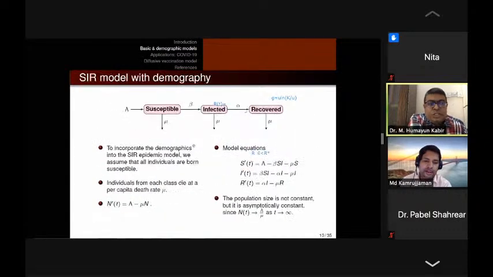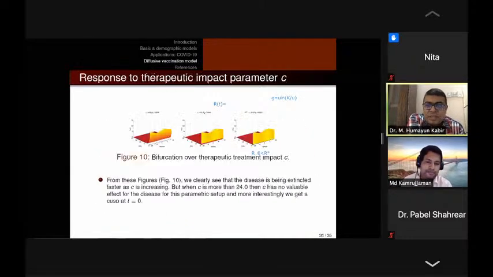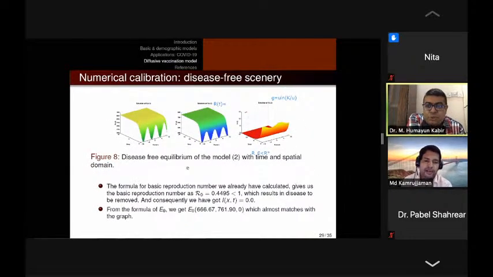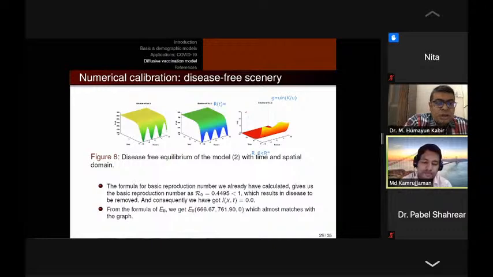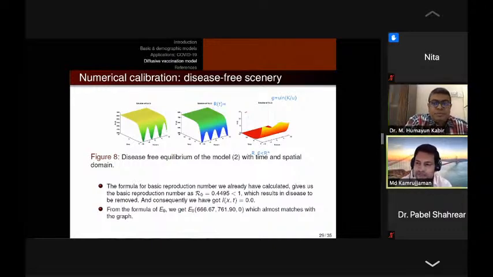Which numerical method have you used? Okay. And which software have you used to represent the diagrams? These problems were solved using the finite difference method. This solution was found using the finite difference method, a very well-known and renowned method.